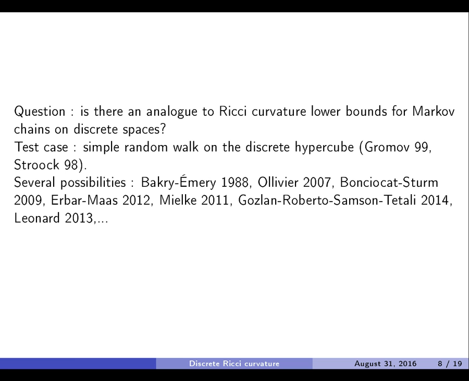And then throughout the years there have been like half a dozen possibilities that have been put forward, going back to the Bakry-Emery notion of curvature that makes perfect sense in discrete spaces. And then more recent definitions have been put forward by Ollivier, Bonciocat and Sturm, and the Erbar, Maas, and Mielke notion I will talk about, and more recently by Gozlan, Roberto, Samson, and Tetali, as well as by Léonard.